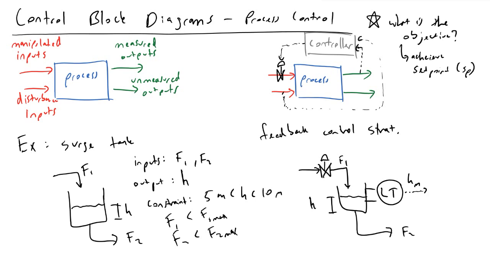perfect? The answer is no. So there's going to be some error. So we have to account for that when we're trying to make sure our processes are safe. But there's going to be some true height inside of our tank. Our level transmitter is going to indicate some measured value of height within our tank.